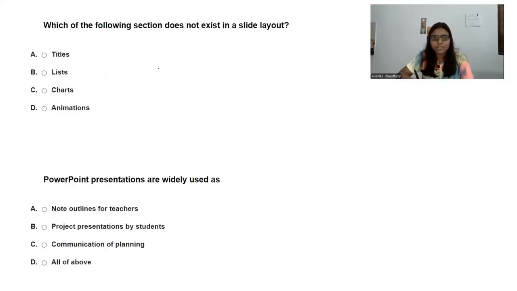All right. So the next question is, which of the following sections does not exist in a slide layout? Title, list, chart, or animation. Whenever you have a slide layout, you will be having the title, you will be having the list, you will be having the charts, but you will not have animation because it comes under a separate category. You can add animations in a slide, but under slide layout, you will not have it. Right. So animation will be the correct answer for this particular question. Let's move on to the next question.